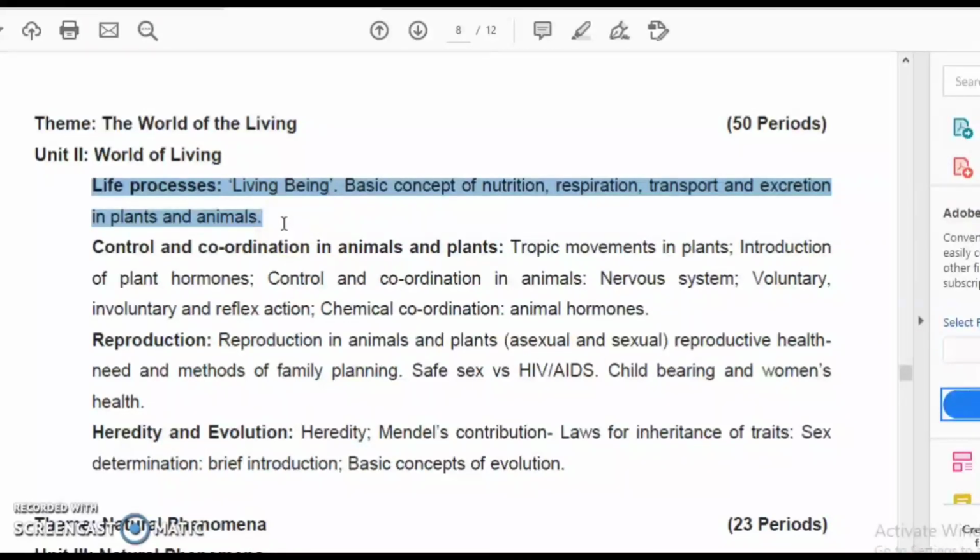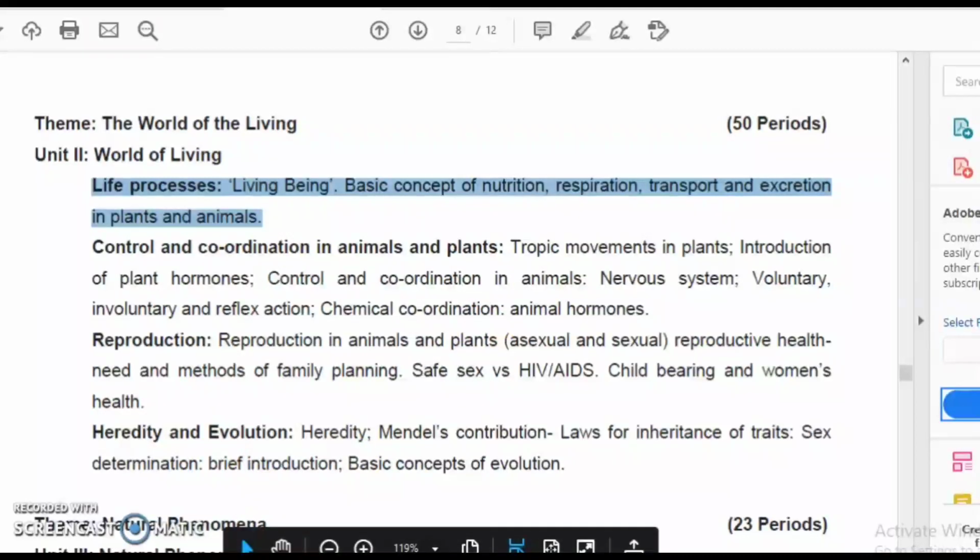So basically, how do you differentiate between a living object, a living organism, and a non-living object, so an inanimate object? And what are the life processes which are essential for the survival, maintenance, growth, and repair of all living organisms, whether it is the different types: nutrition, respiration, transport, and excretion in plants and animals. And of course, a few microbes have also been discussed in the same context.